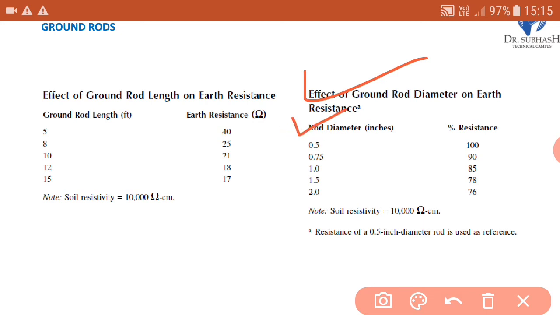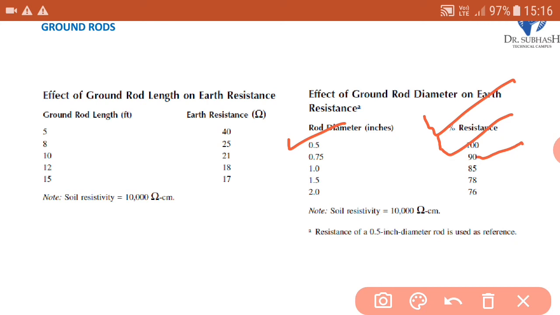In the first column we have taken rod diameter in inches, and in the second column, resistance, percentage resistance. For 0.5 inch rod diameter, the resistance will be 100%. For 0.75 inch rod diameter, the resistance will be 90%.